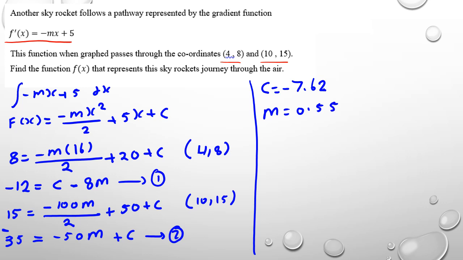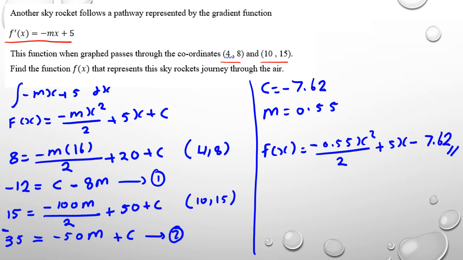Now you've found the c and m, you can substitute them back into the main function, because that's what you want. So f(x) equals negative 0.55 x squared over 2 plus 5x minus 7.62, and that's my final answer. I don't have to simplify any further.